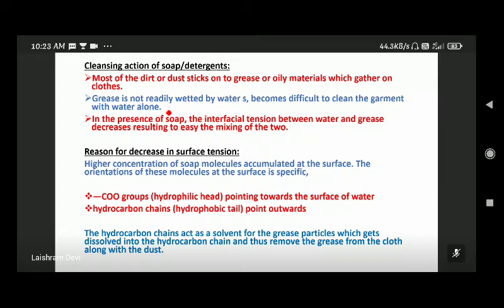So we have to have an intermediate thing which will play a role in mixing grease and water. Once both of them mix, then your dirt particles will get detached or separated from the grease and we can remove it with water itself, right? So in the presence of soap, third line, the interfacial tension between water and grease decreases, resulting in easy mixing of the two. Here also a word is written by mistake, okay?